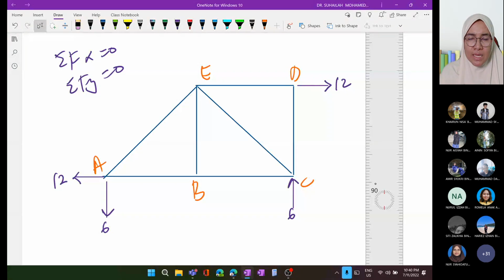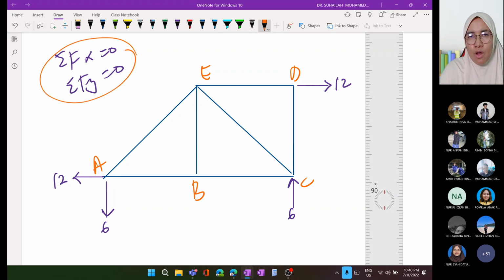Okay, so tujuan kita nak balance, means that kalau ada 6 ke bawah mesti ada 6 ke atas. Balance. Negative 6 mesti balance dengan positive 6. 12 to the right direction mesti balance dengan 12 to the left direction. Mesti balance. Kenapa nak balance? Sebab kita kena fulfill yang ni which we take from method of join.